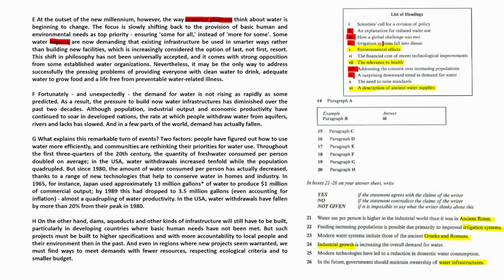So which one, this one or this one? I have already told you that in one paragraph, not the whole list of headings is going to confuse you. There will be 2 or 3 remaining, and that can confuse you. So after "however," what it says is resource planners' thinking about water is beginning to change. So they are rethinking, and experts are now demanding that existing infrastructure be used differently and something should be thought through, right? So obviously, it's about scientists call for a revision of policy. It's talking about this point, revision, right? It's not about standards, it's about revision of policy. Okay, it's clearly seen there.